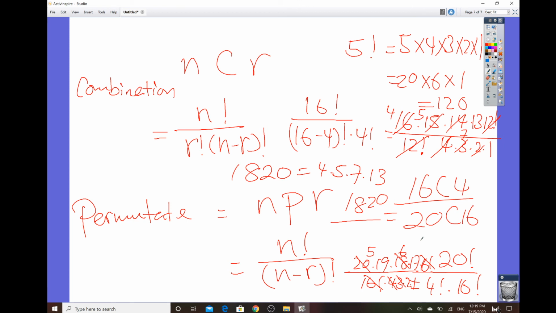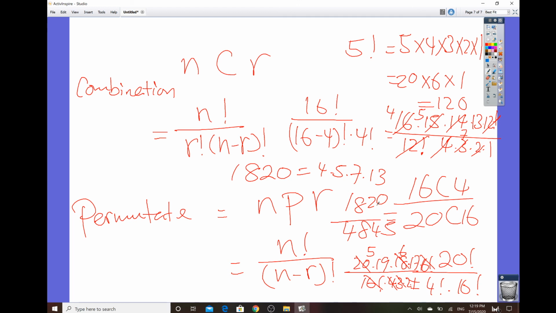So 5 times 19 times 6. Oh, you know what? We can reduce 2 by 6. And then times 17, then divided by 2. So we got 4,845. If you try to reduce it, so 1820 divided by 4845.